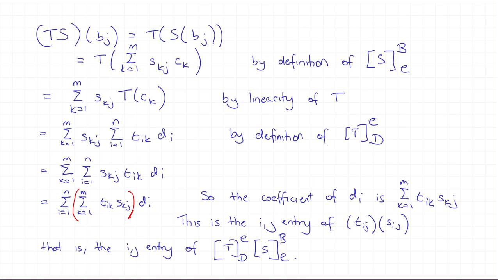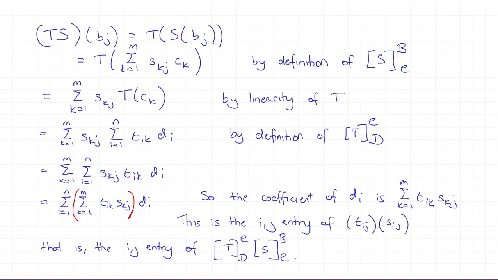Okay, we have computed the ij entry of the matrix of T composed with S, and we found that it's the same as the ij entry of the matrix product of the matrix of T times the matrix of S. Therefore, the matrix of T composed with S is equal to the matrix product of the matrix of T and the matrix of S. That was what we wanted to prove. So we're done with our theorem.